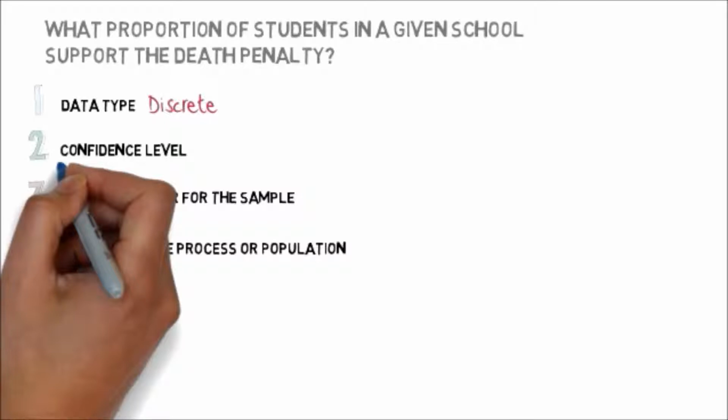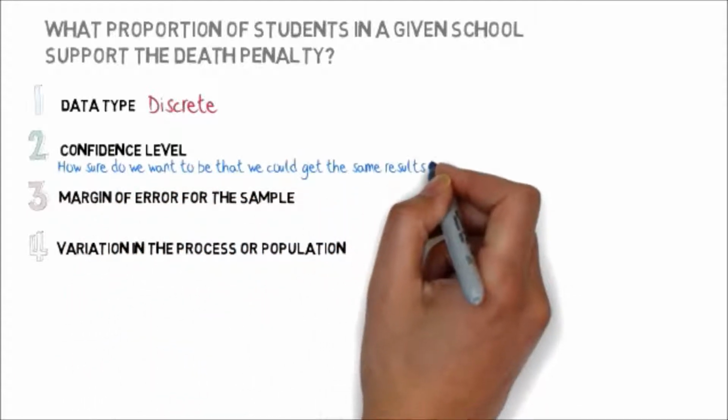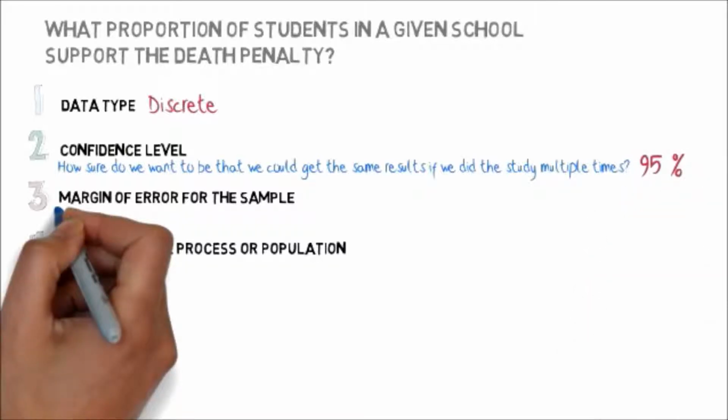The confidence level is about how sure we want to be that we could get the same results if we did the study multiple times. If we want to be 100% sure, then we will need to collect all the data from the entire population. Most researchers use a 95% confidence level. 95% means that we can be 95% sure that we will get the same result if we repeat the test multiple times.